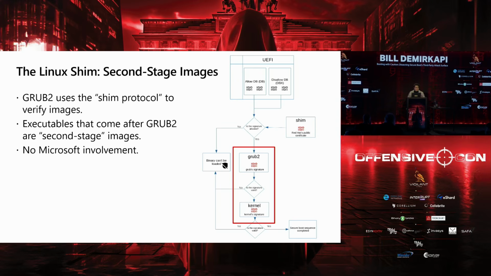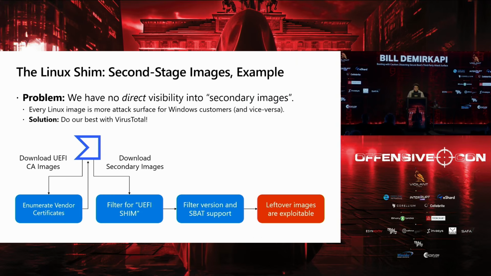Now, moving on to second stage images. These usually come after grub, and there's no Microsoft involvement in their signing. It's all the vendor certificates. And this is a bit of a double-edged sword. We don't have direct visibility into these secondary images, and every Linux image is more attack surface for Windows customers, and vice versa. The solution is to do our best with VirusTotal.